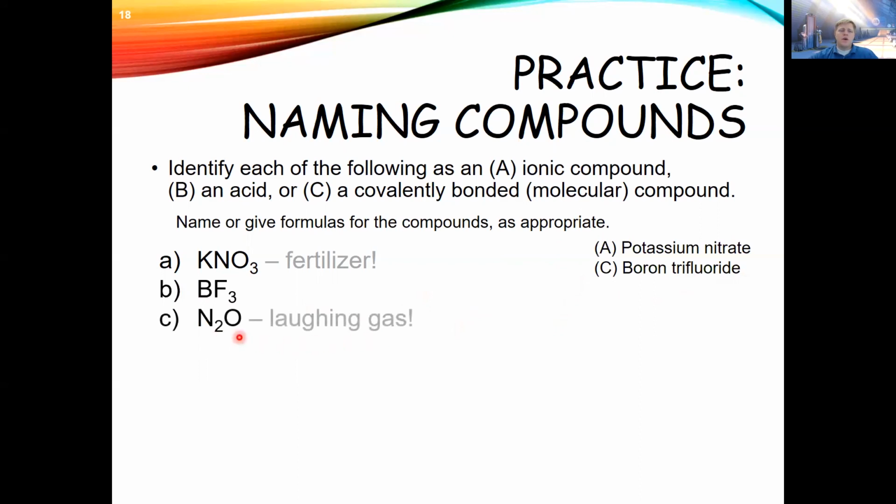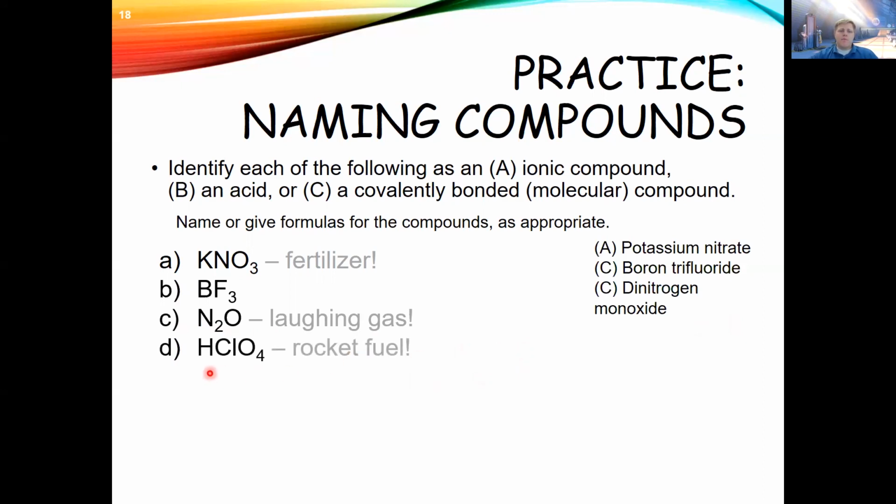Next is N2O, which is laughing gas. No metals in here and no protons, so this is not going to be ionic or an acid, so it's going to be C, a molecular compound. And so this will be dinitrogen monoxide. Sorry, I didn't let you pause it on that one. So let's try this one. Go ahead and pause, try and figure this out.